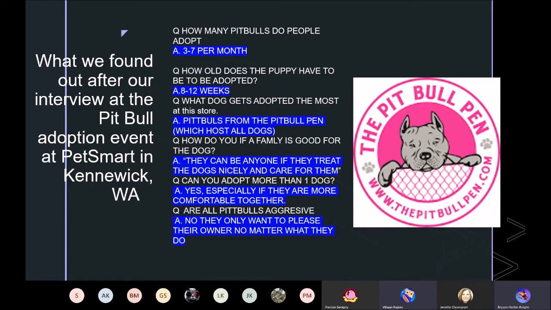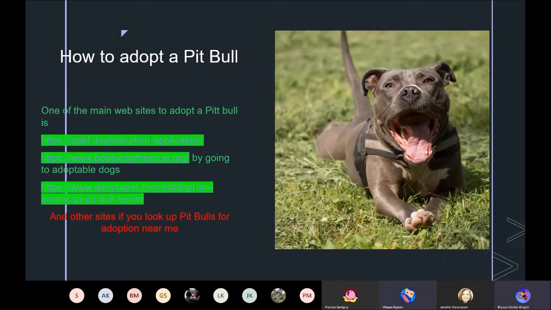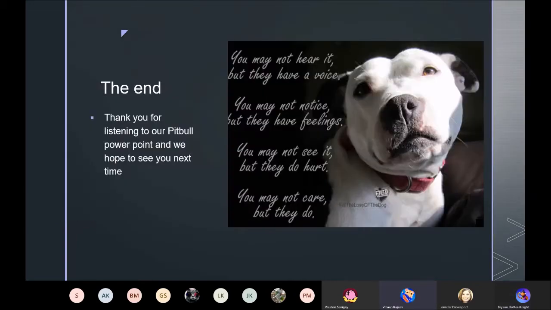When we went to the adoption event, we volunteered and asked some questions. Here they are, and we think the most important one was, are pit bulls aggressive? And they said no, they just want to please their owner. Hopefully we changed your mind about pit bulls. If so, here are some sites that you can adopt them at. Or you could just look up sites to adopt pit bulls. Thank you for listening. And we hope you enjoyed it, and we'll see you next time.